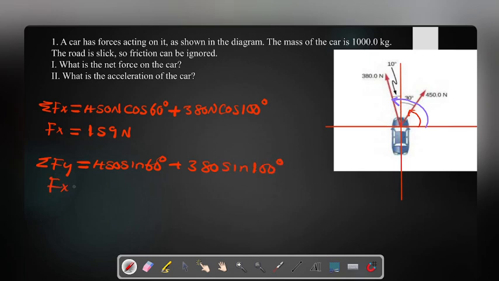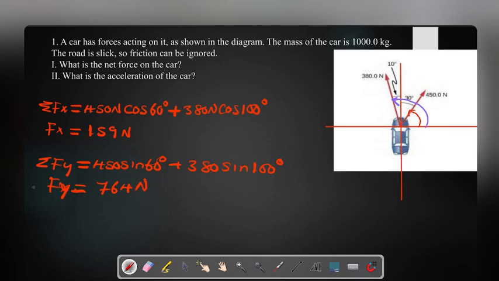So you just have to punch again. Sine 100. This will give me 664 newtons when I round it off.